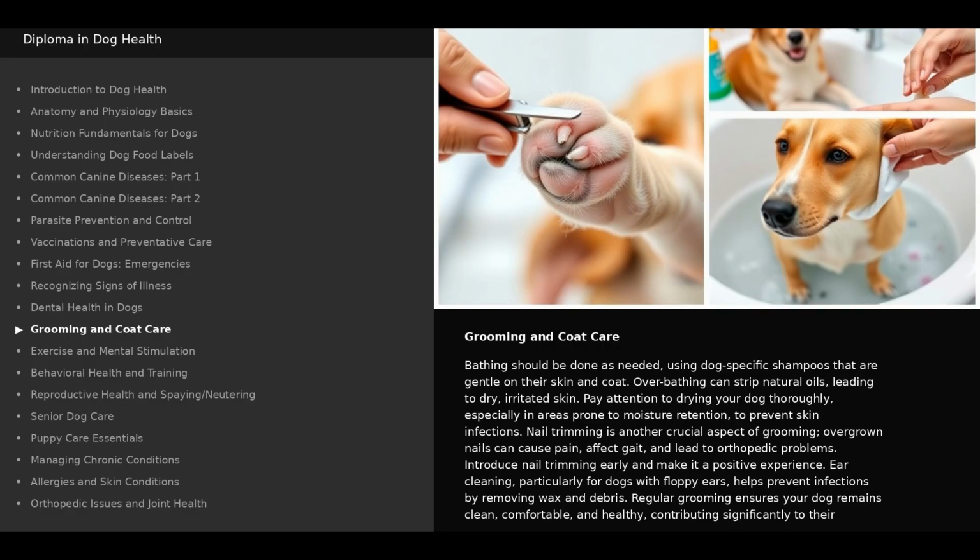Ear cleaning, particularly for dogs with floppy ears, helps prevent infections by removing wax and debris. Regular grooming ensures your dog remains clean, comfortable, and healthy, contributing significantly to their overall well-being.